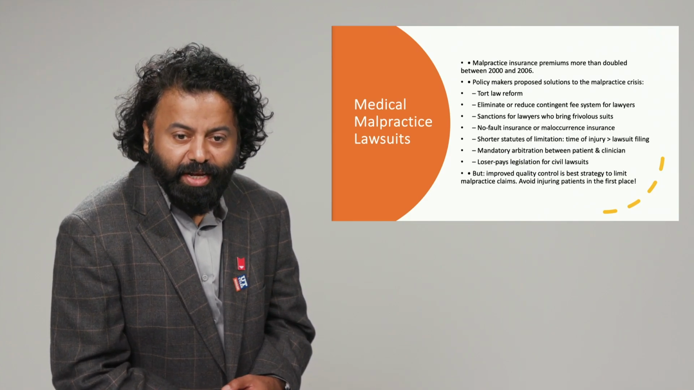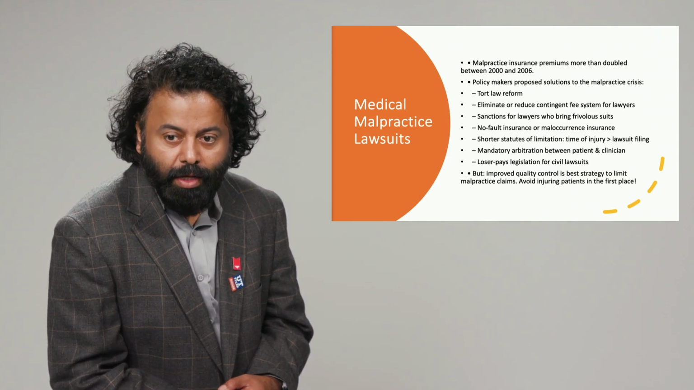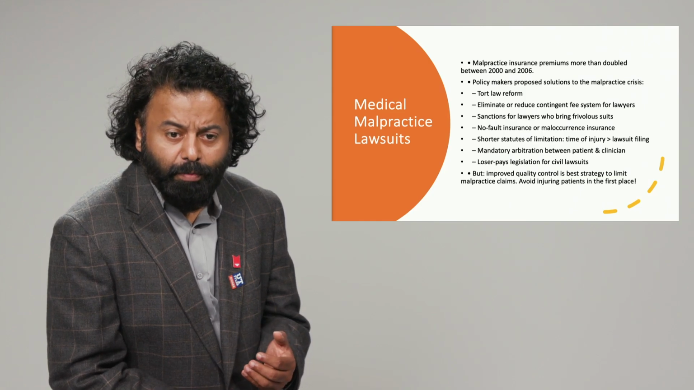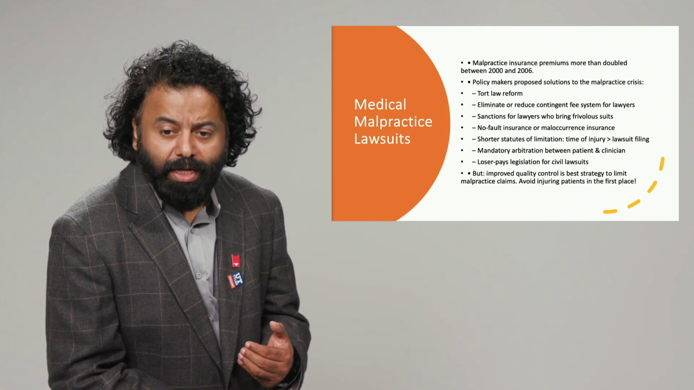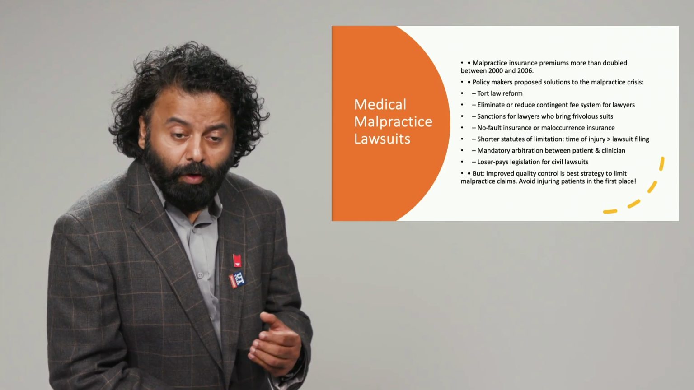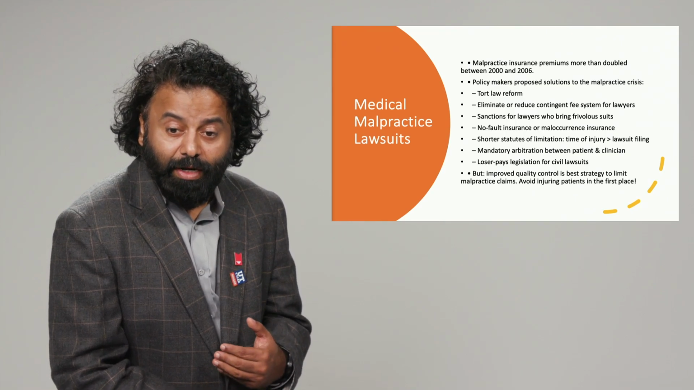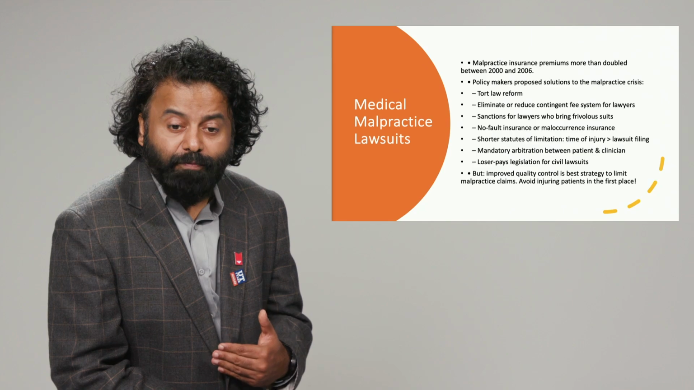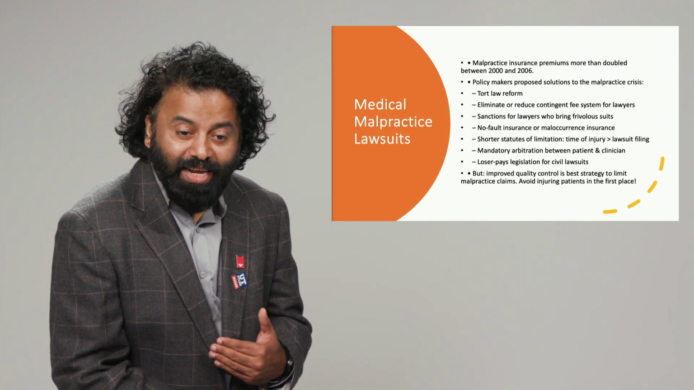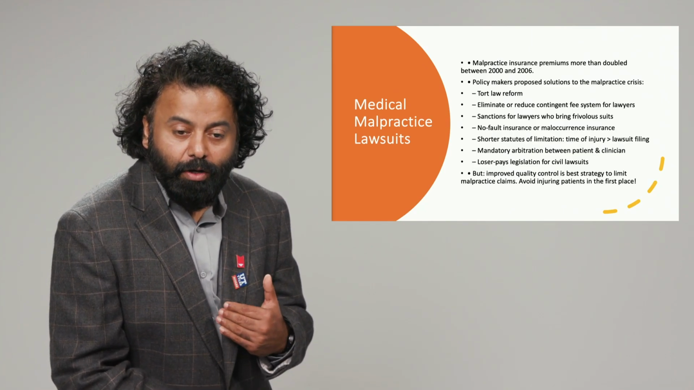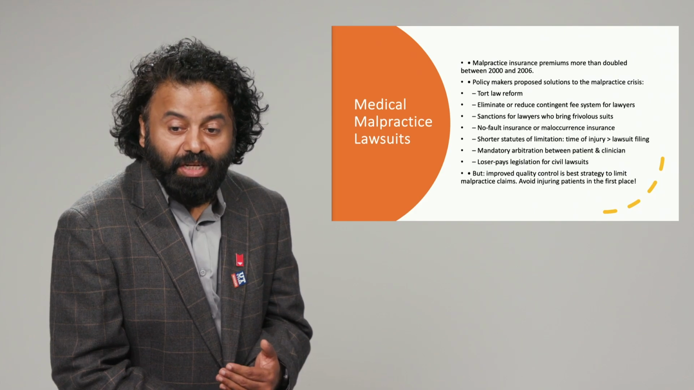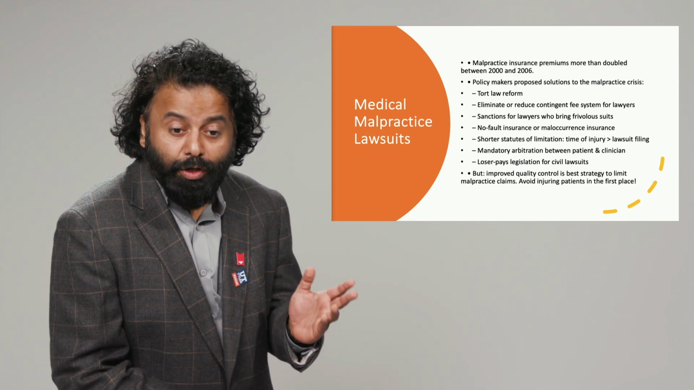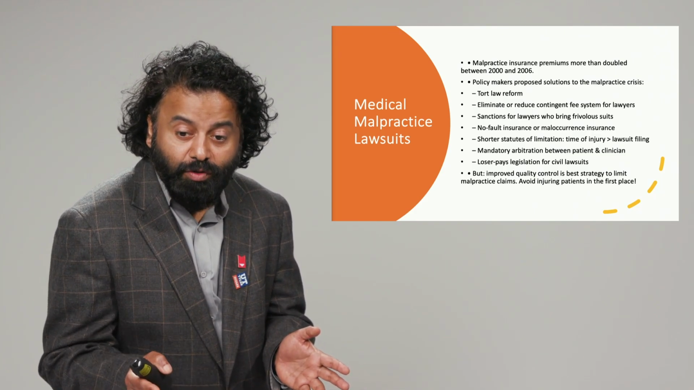Policymakers propose various solutions to the malpractice cost. Some suggest total reform, while others advocate for reducing or eliminating contingency fees for lawyers. The contingency system encourages malpractice claims by allowing individuals without upfront fees to retain lawyers who then receive a portion of the successful lawsuit awards. Other suggestions include sanctions for frivolous suits, no-fault insurance, and shorter statutes of limitation.